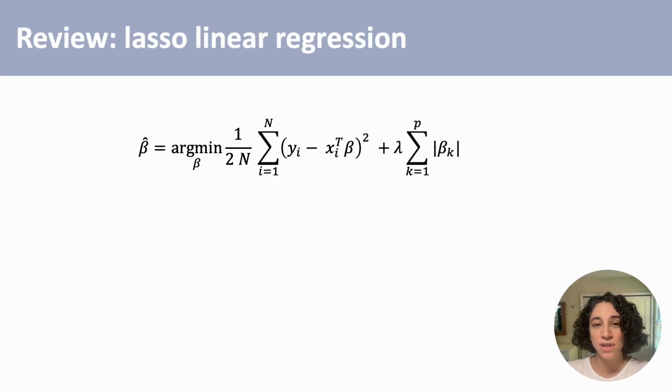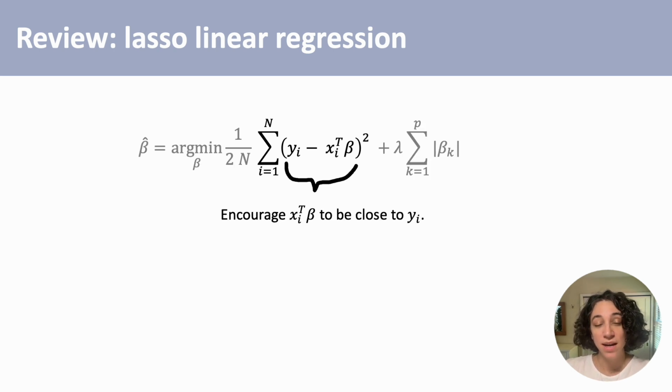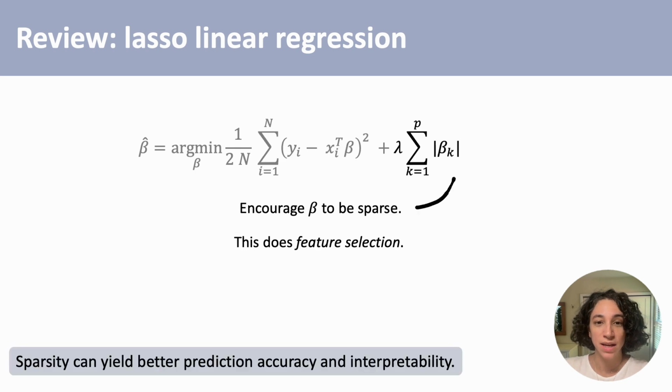Here is our usual lasso linear regression problem. I want to point out that it's composed of 2 pieces. First, the usual squared error loss, which encourages our predictions, x beta, to be close to our observations, y. And second, a penalty that encourages our coefficients beta to be sparse. This penalty does feature selection. That is, features that are not useful for prediction will be given coefficient 0.